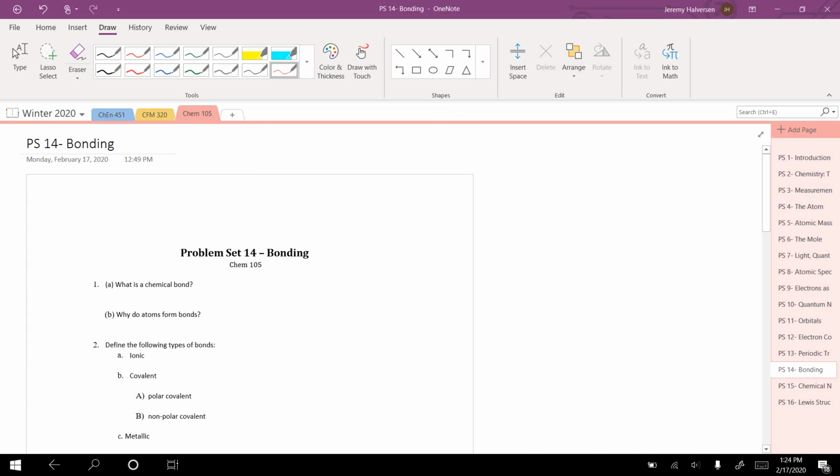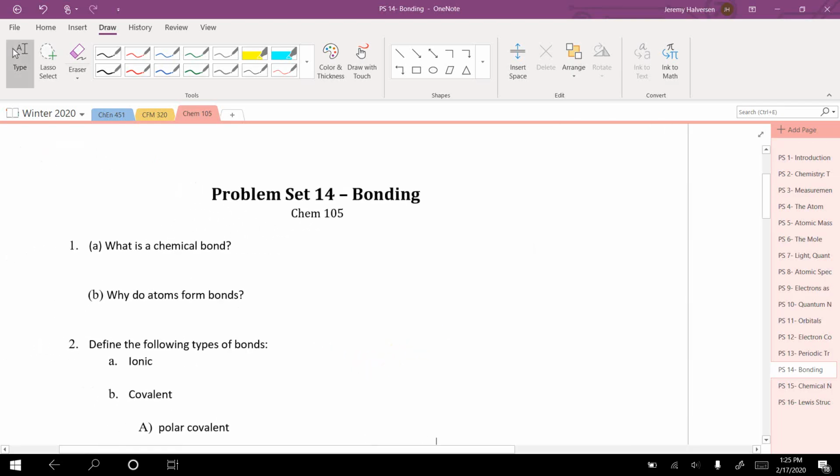Hey there, this is problem set number 14 where we start doing an introduction to bonding. And this first one is kind of a conceptual question. So here we go. The first question is, what is a chemical bond?